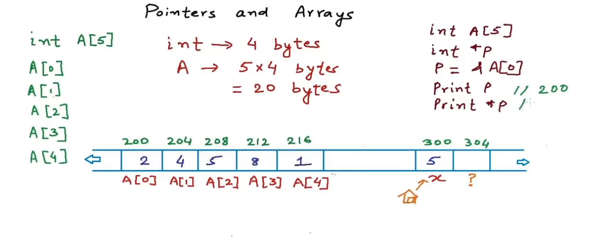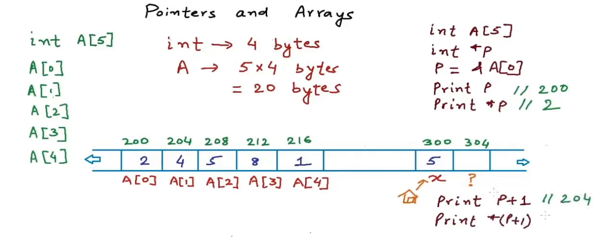So asterisk P would be 2. Now if I want to print P plus 1, then the address would be 204, and if I dereference P plus 1 and try to print this value, then it will be 4. And similarly, if we wanted the third element in the array, we could do a P plus 2 here.